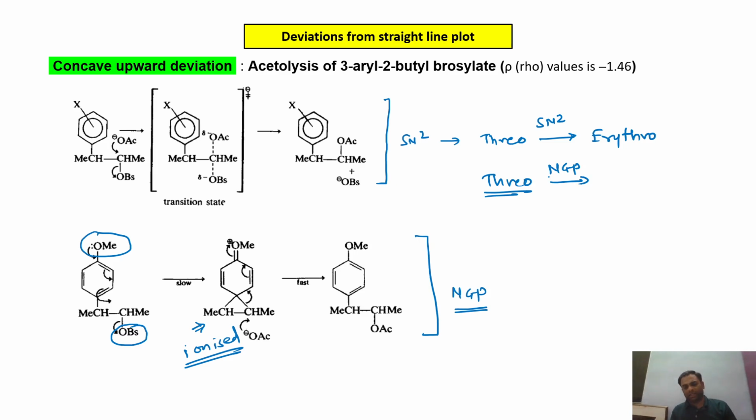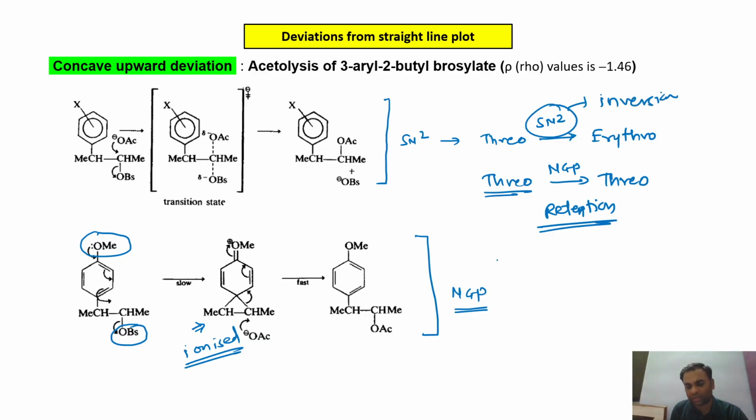in such a case we have a threo product, that is, retention of configuration takes place, while in the case of the SN2 mechanism, there is inversion of configuration. Now, why is there retention of configuration in the case of the NGP mechanism?